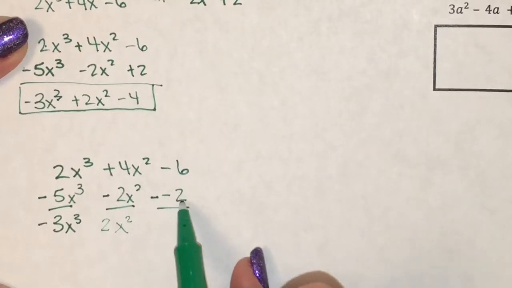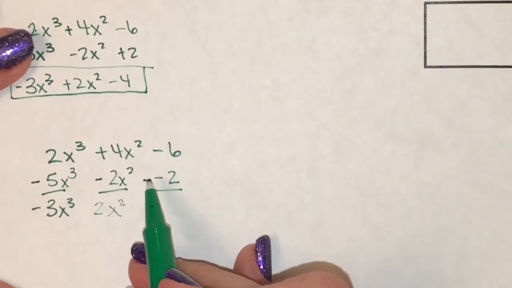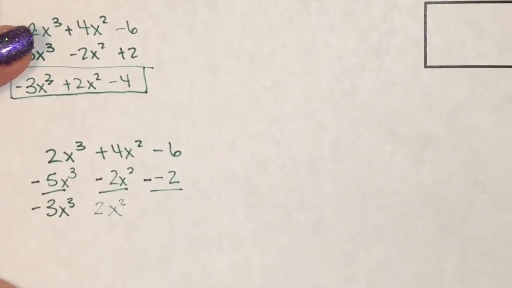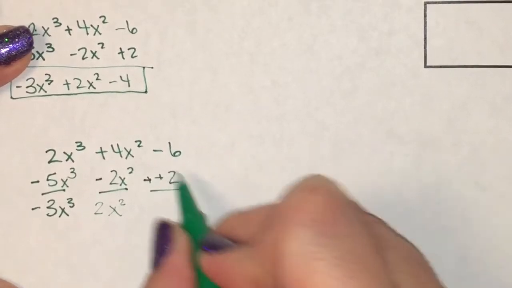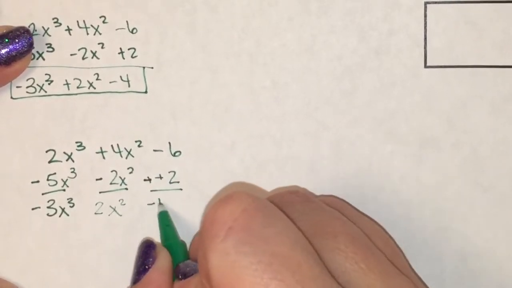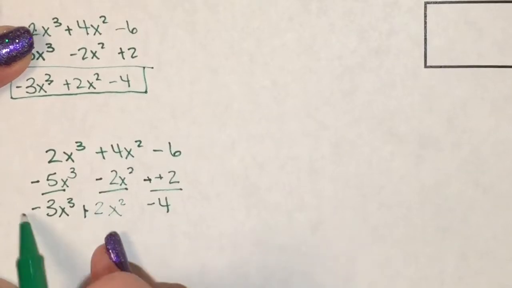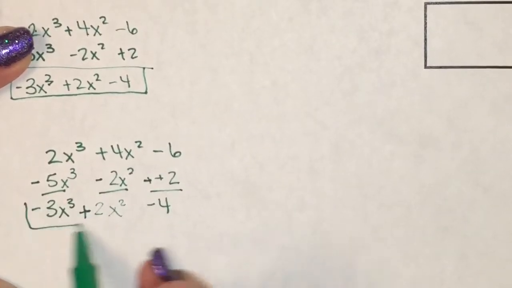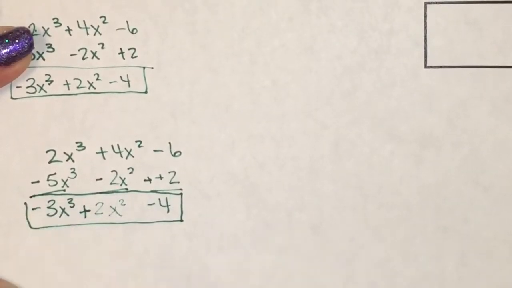Negative 6 minus a negative 2. So remember, what happens when we minus a negative? We're actually adding. So this is actually adding. So negative 6 plus 2 gives me a negative 4. This is positive. So it's really ugly. So then we're going to come back, and then that will be our answer.